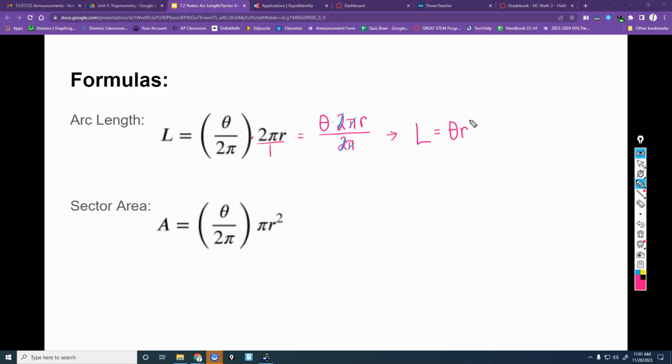So if you want to add those to your note card, this is the long formula, right, that looks like the one we were using for degrees. This is the short formula that you can use. So this is just a long version, and this is your short version.